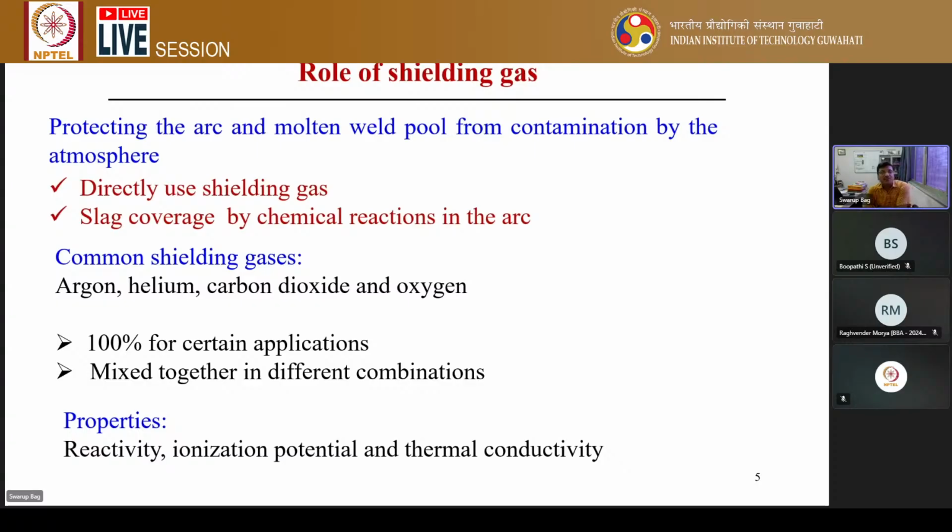So that's why, when you melt the material, it is necessary to protect this molten pool from the outside atmosphere. For that purpose, we can use either direct shielding gas or flux. Flux can protect the molten material during the welding process. So both options are there. We can use direct shielding gas, which can be argon, helium, carbon dioxide and oxygen in this case. But you can ask why I should use carbon dioxide and oxygen.